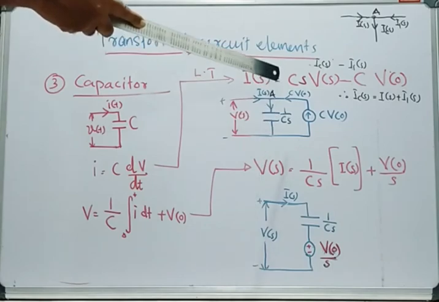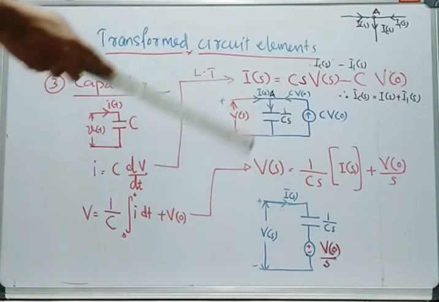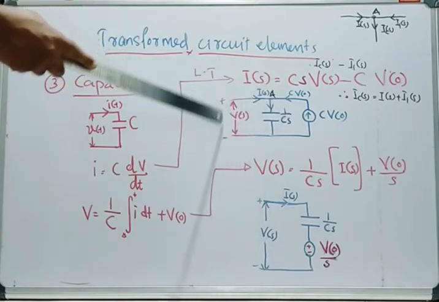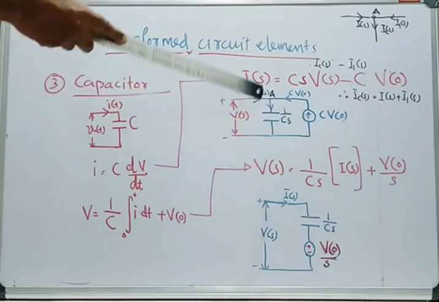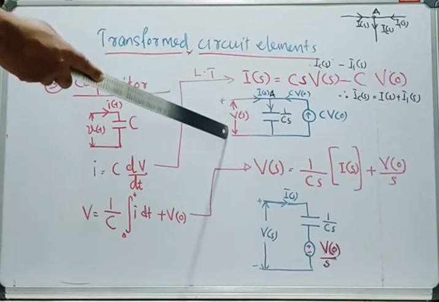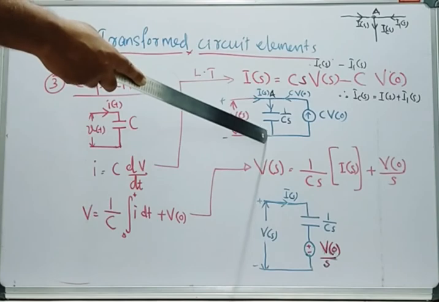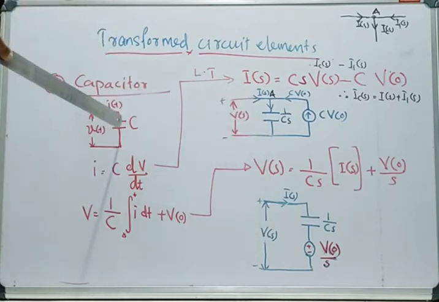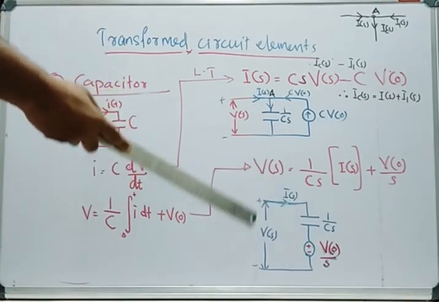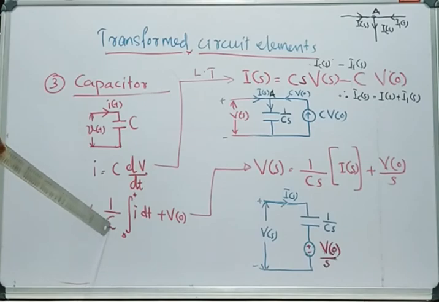As we know, capacitor impedance in S domain is 1 by Cs. So what is this current? V of s divided by the impedance, that is V of s divided by 1 by Cs, that is coming as C into s V of s. That is the first part. Now, this is the equivalent circuit corresponding to the capacitor when we are considering this equation. Similarly, this is the equivalent circuit corresponding to the capacitor when we are considering this equation.